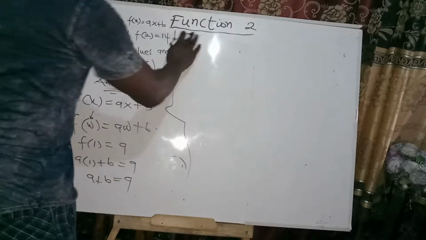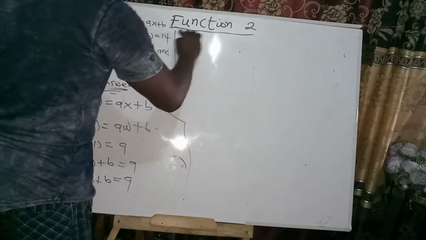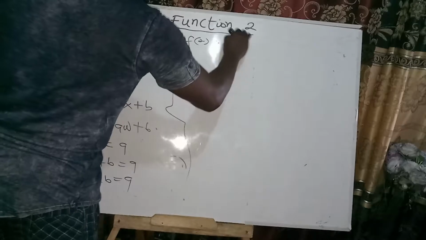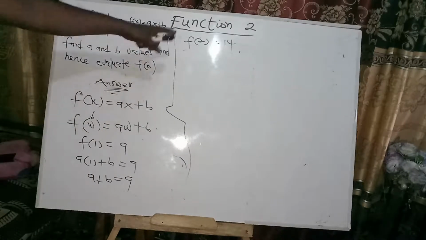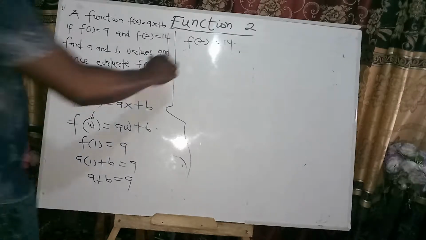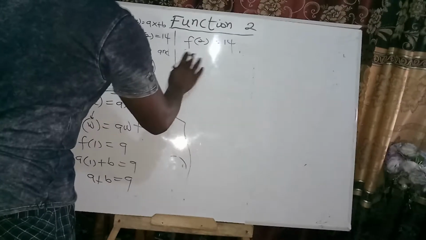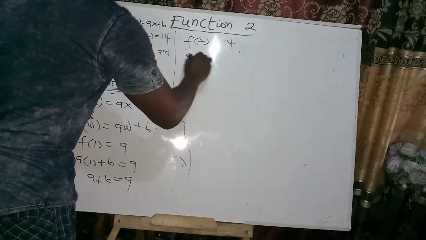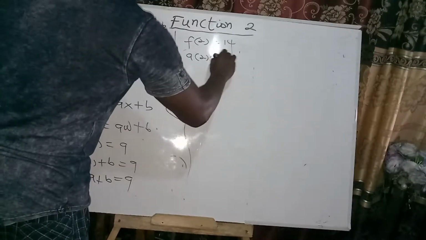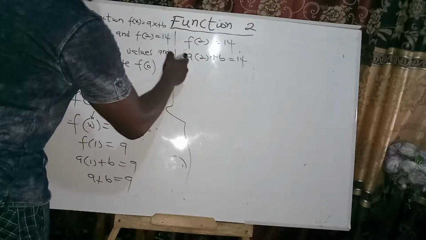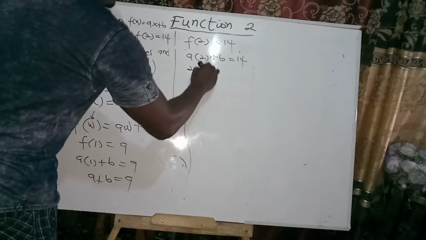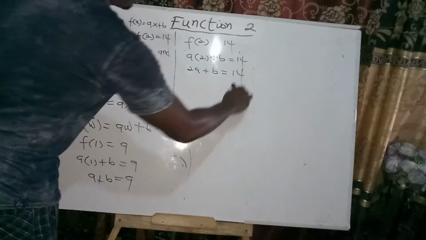So let's look at f of 2 equals 14. We are still dealing with the original equation. So anywhere we see x now, we are replacing that x with 2. Now I have a times 2 plus b equals 14. So a times 2 will be 2a plus b equals 14.